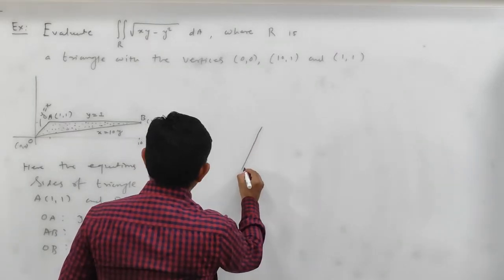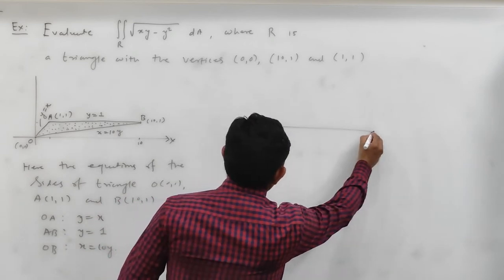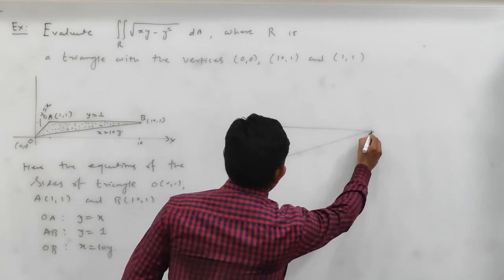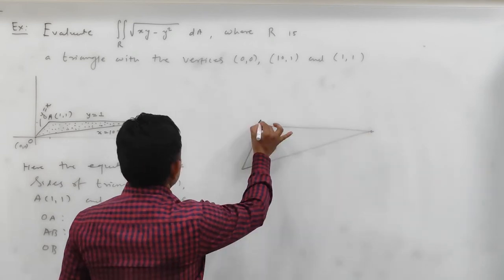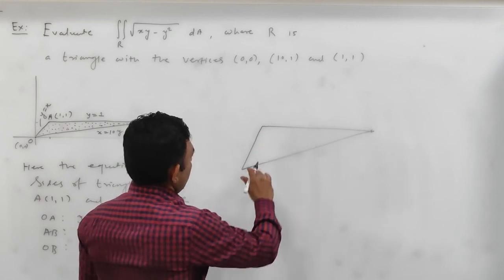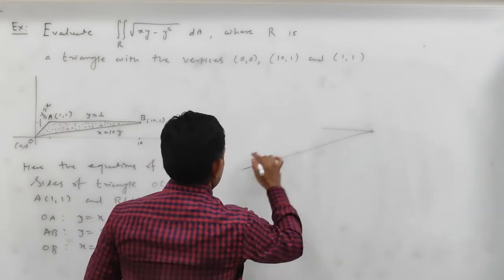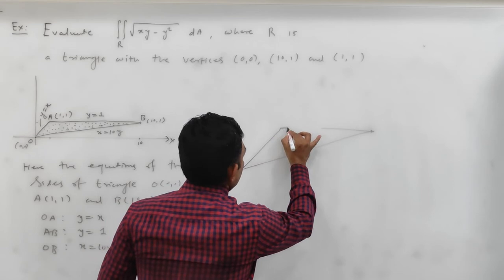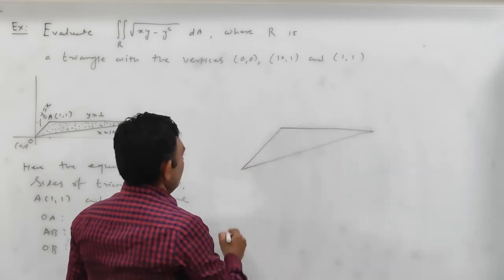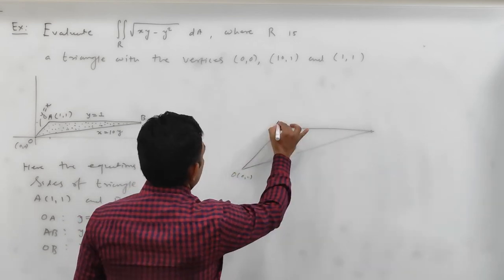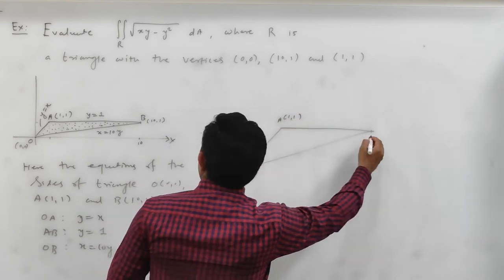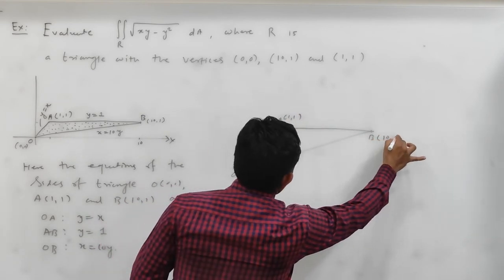My figure is like this. If you see, my figure is like this, right? And this point is what? Let me do it in this way, a little bit like this, right? This point is O (0, 0). This point is A (1, 1) and this point is B (10, 1).